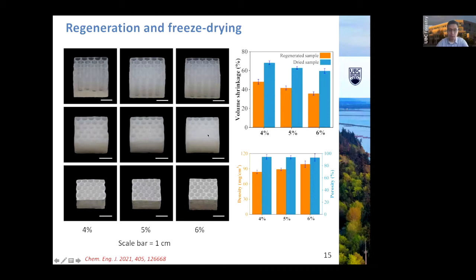So it becomes translucent, with a little shrinkage. And after that, we freeze dry it into this dry structure. The density of the printed structure is about 80 to 90 milligrams per cubic centimeter, with porosity of about 90%, and the volume shrinkage is restricted at higher concentration because there's more material. But nevertheless, there's about 40% to 50% shrinkage from the original printed structure.